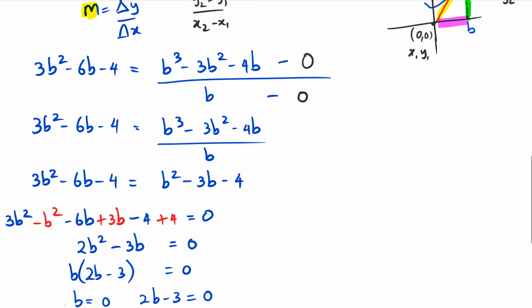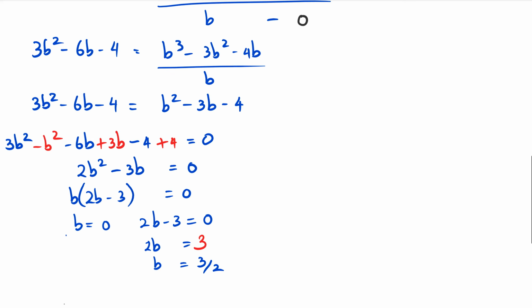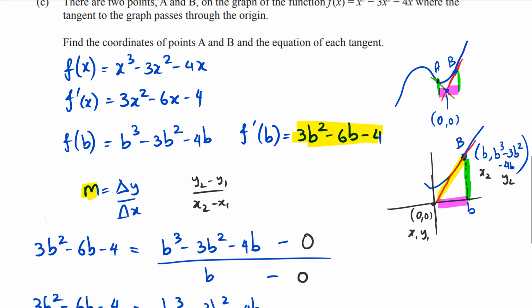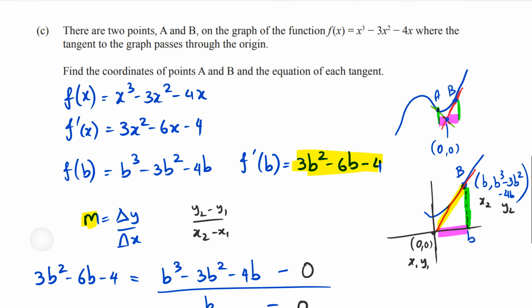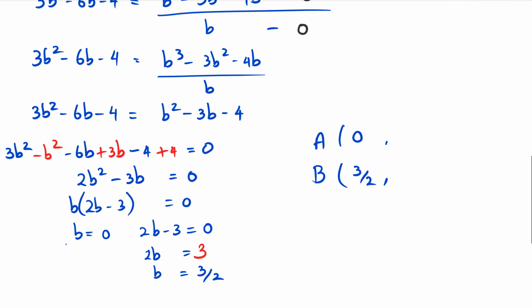So what we've just discovered is the a and b values. If I write the capital A, capital B, we've figured out what their x values are. So you've got 0 and then you've got 3 over 2. Now we need to work out what the y values for those are. And to do that, we have to go back to the original function. The original function is x cubed minus 3x squared minus 4x. So I'm going to bring that down here.